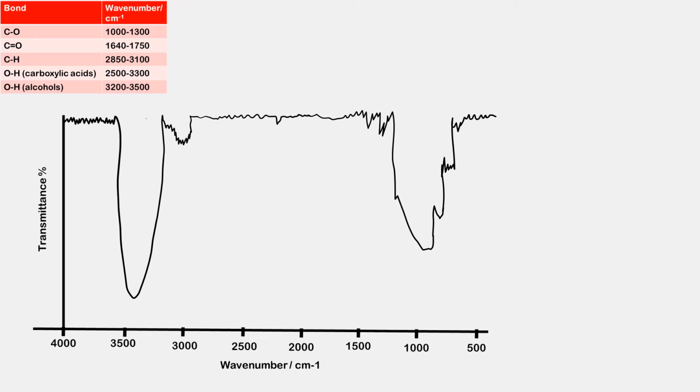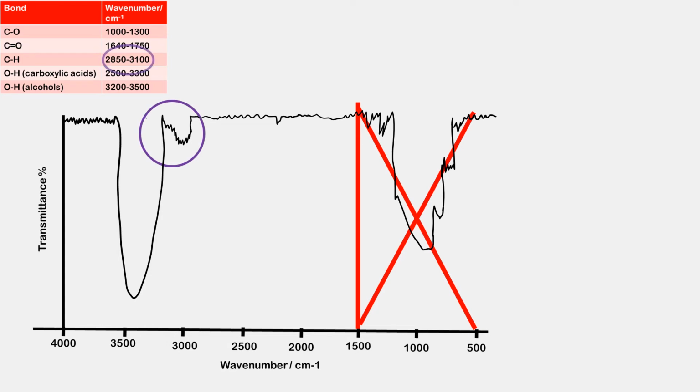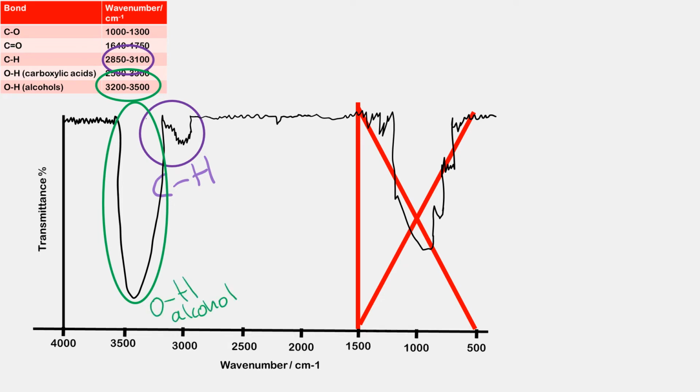Another. Get rid of the fingerprint region. And here is the CH bond. This time there's a fairly large peak just to the left of the CH peak. If you look closely, it's between 3200 and 3500, so corresponds to an OH from an alcohol. The rest of it is insignificant, so we probably have an alcohol.